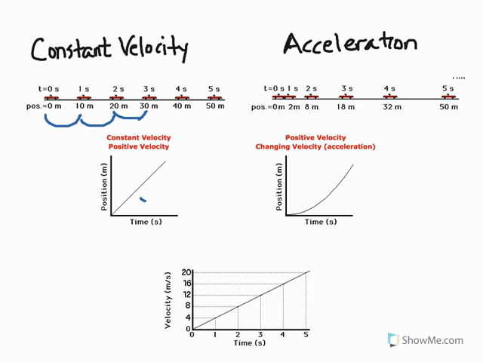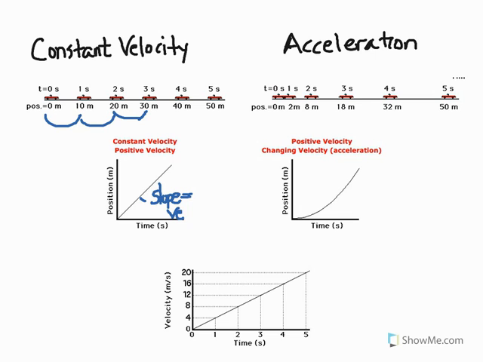And remember that the slope of the position time graph equaled your velocity. Okay, so it equaled the velocity of the car. Now, in this case, the slope would equal 10 meters per second since every second the car went 10 meters.